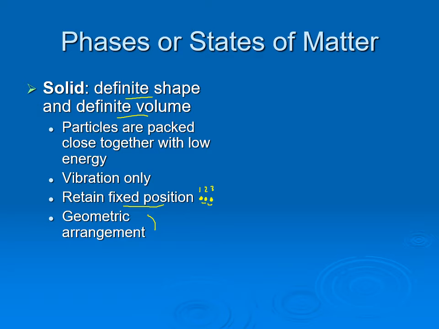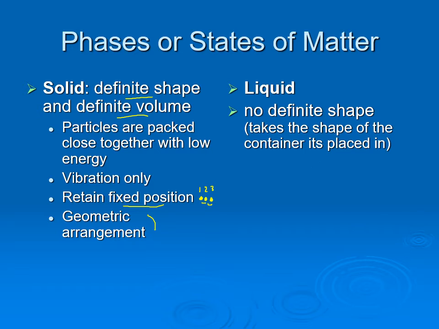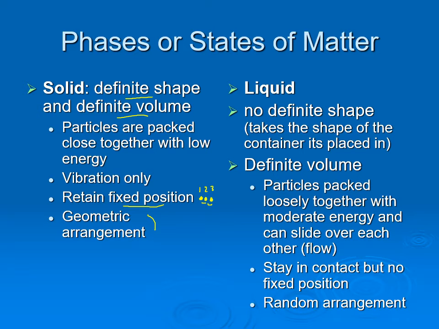Whereas a liquid does not have any definite shape, but it does have definite volume. So if you have a gallon of water, you have a gallon, that's the volume. But if you pour it on the floor, it tries to take the shape of the floor. If you put it in a bucket, it takes the shape of the bucket because the particles are free to move around. And so that's where the shape can change, but the volume cannot change.